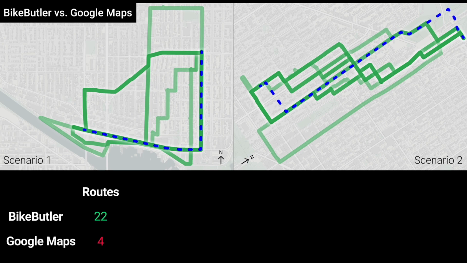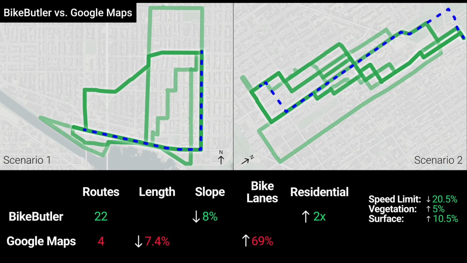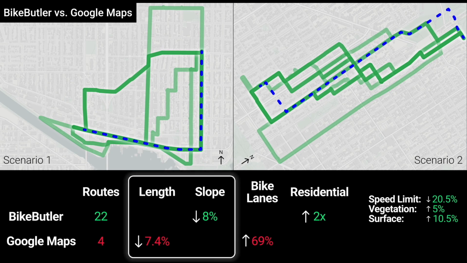In total, users created 22 unique routes compared to Google's 4. There are also other differences. For example, while Google's routes are slightly shorter, the users are less steep.